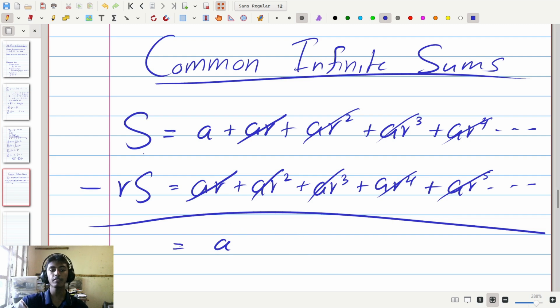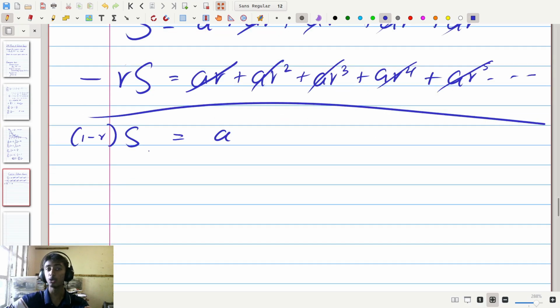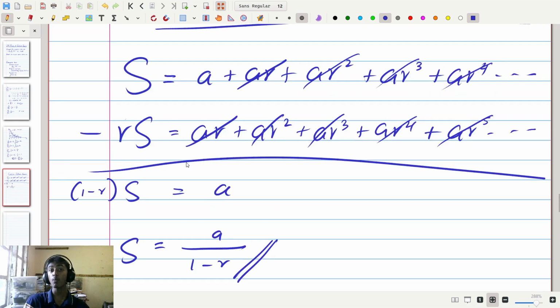As for the left hand side, we have s minus r times s, which is going to be 1 minus r times s. So 1 minus r times s is equal to a, meaning that s is equal to a divided by 1 minus r, provided of course that r has an absolute value less than 1, as in the value of r is between negative 1 and 1. So given this, a geometric series of this form will converge to a divided by 1 minus r.